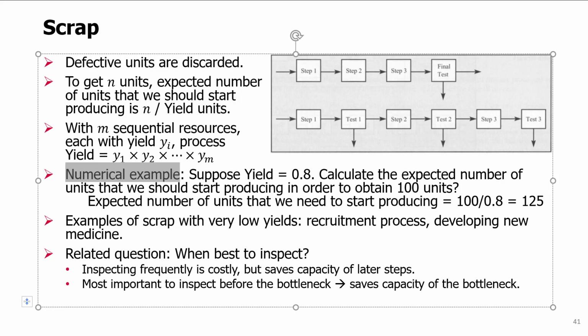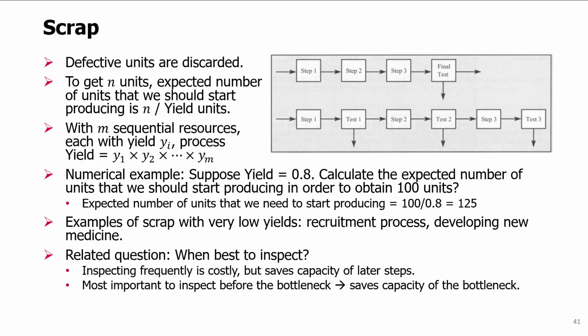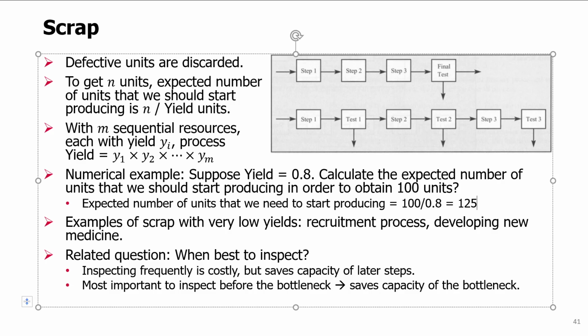Consider this numerical example. Suppose yield is 0.8. Calculate the expected number of units that we should start producing in order to obtain 100 good units. Well, the answer is, of course, to use the formula shown above, which is to divide the number of units that you need by yield, which gives us 125 units. This is the number of units that we should expect as the starting number. So we should start producing 125 units.